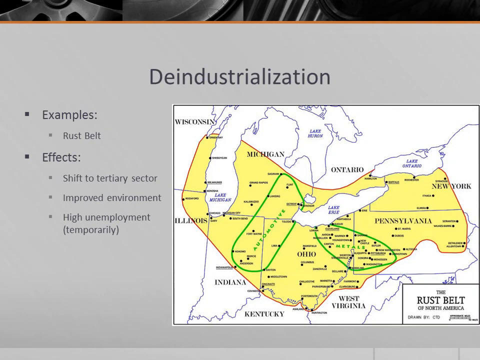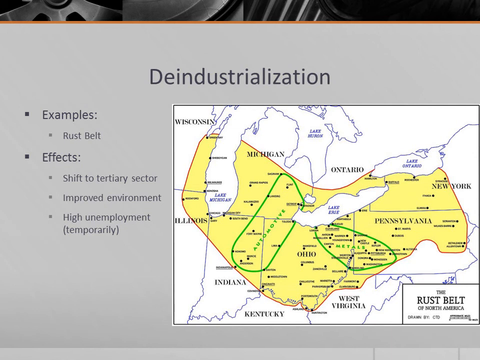So to end tonight's lecture, we're going to look at that topic that we mentioned on the last slide, and that was deindustrialization. Now, we have already defined deindustrialization as the shifting of industrial jobs elsewhere. So losing secondary sector jobs, a period of high unemployment, and then an eventual shift into the tertiary sector. So the example that we see here is the Rust Belt.